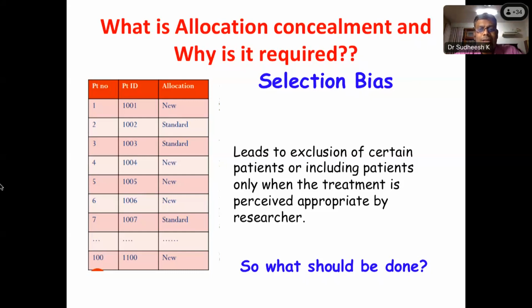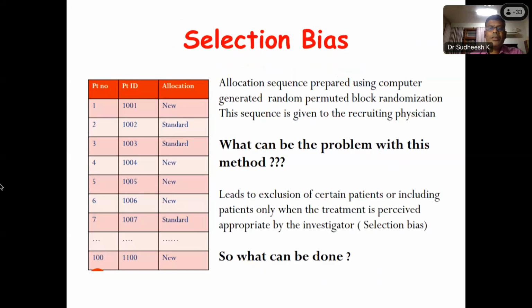Now, how can I avoid this? What I can do is generate an allocation sequence by randomization number and then put that in an envelope which is opaque and which is labeled with serial numbers like 1, 2, 3. So patient number 1 comes, I shift the patient inside the OT and plan the intervention. Then only I open the envelope and see which group he belongs to. And once I open it, I just follow that intervention only. Therefore, the person who is going to perform the technique doesn't have a prior idea of which group the patient belongs to.